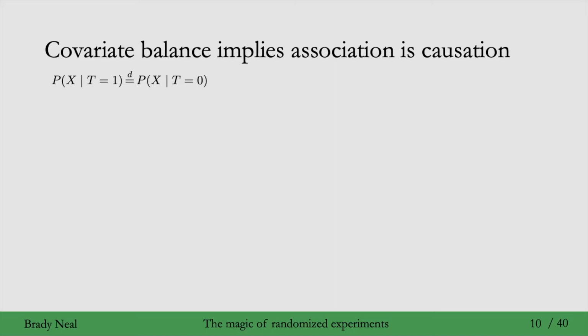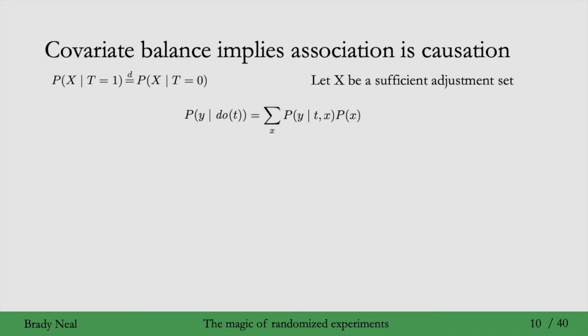So in this slide, we'll start with covariate balance, and then we're going to show this. So we're going to start with P of y given do t, and then we're going to prove that that's equal to P of y given t. This is the way of saying association is causation in math. And because randomization balances all covariates, we'll let X be a sufficient adjustment set here. Then because X is a sufficient adjustment set, we can use the backdoor adjustment. Then if we multiply by P of t given X divided by P of t given X, we get this. So this is just multiplying by 1.